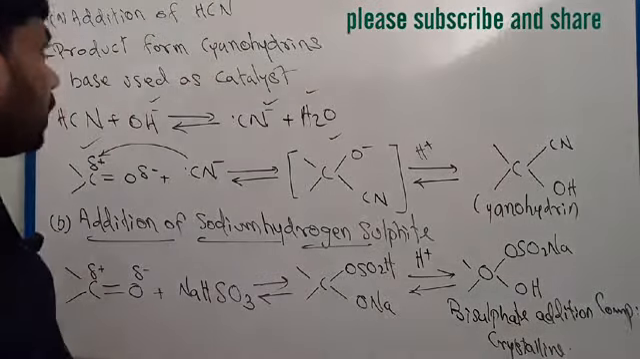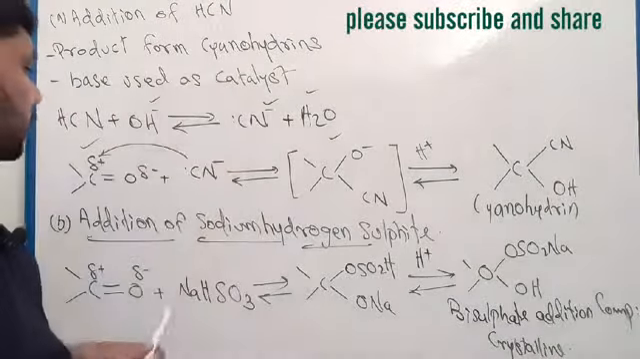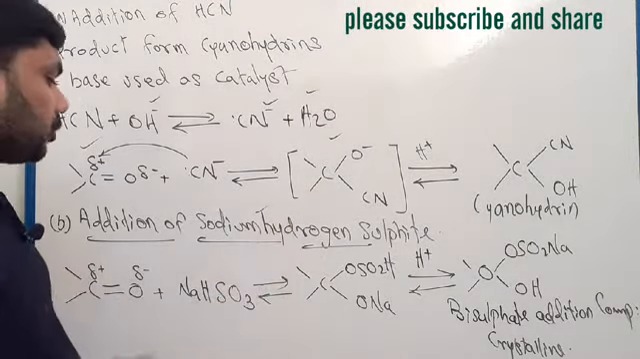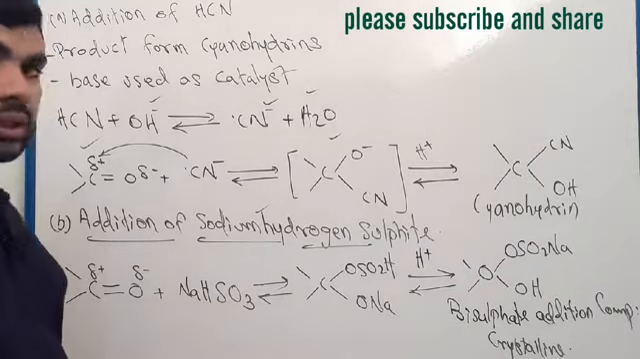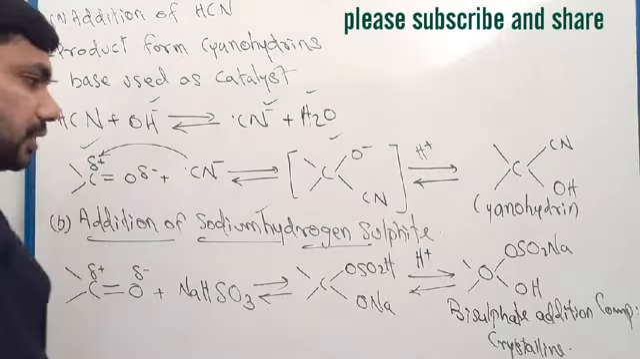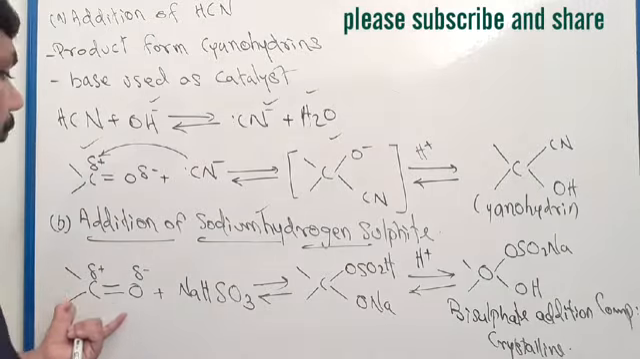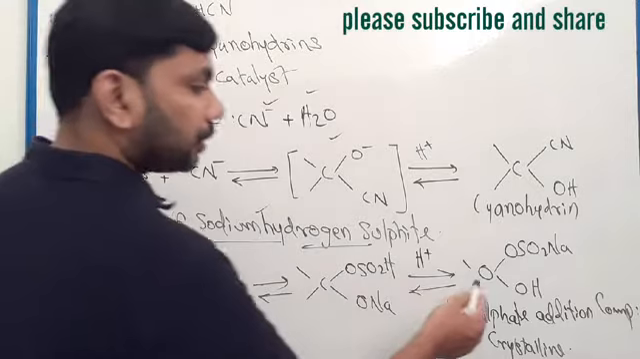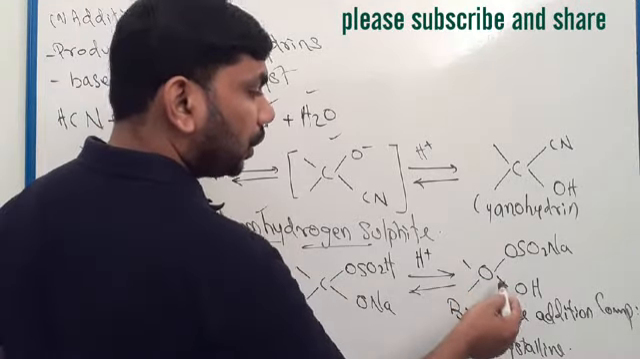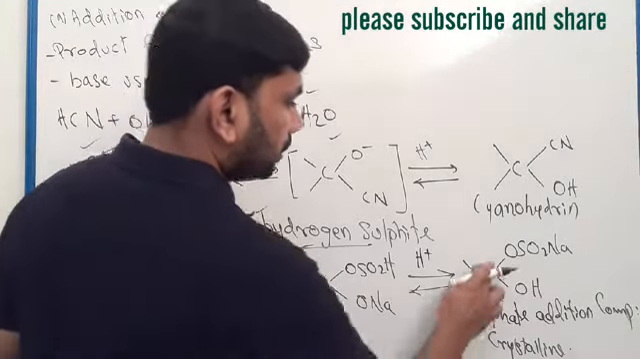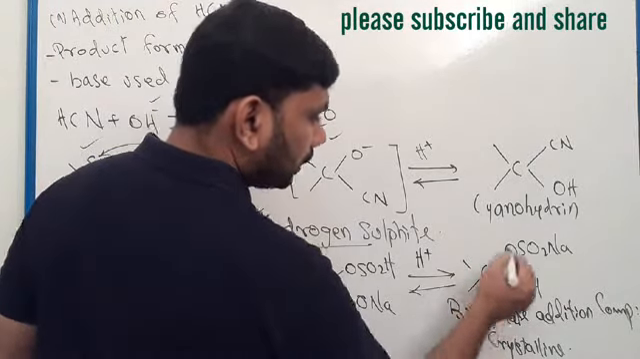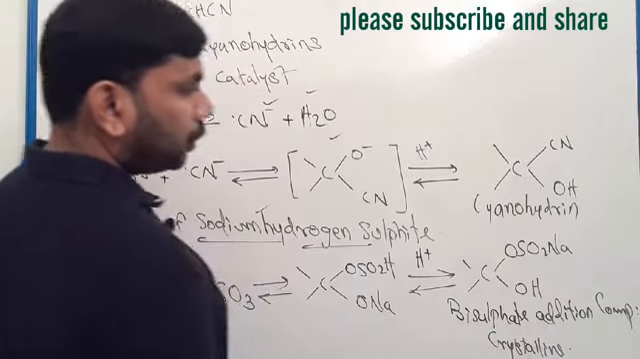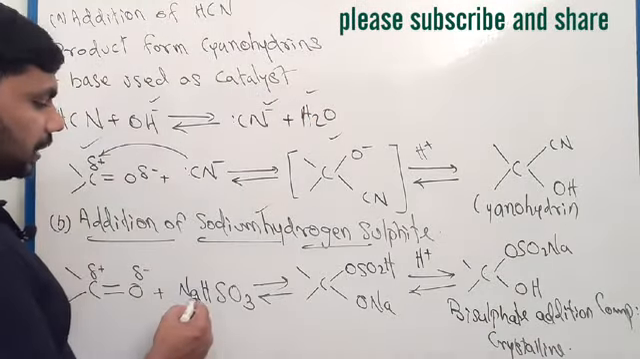Okay. Another example of nucleophilic addition is the reaction with sodium hydrogen sulfite. Sodium hydrogen sulfite means NaHSO3. Here the carbonyl group reacted with sodium hydrogen sulfite. This is the final product. Here on the oxygen atom, this is carbon, and here OSO2Na.